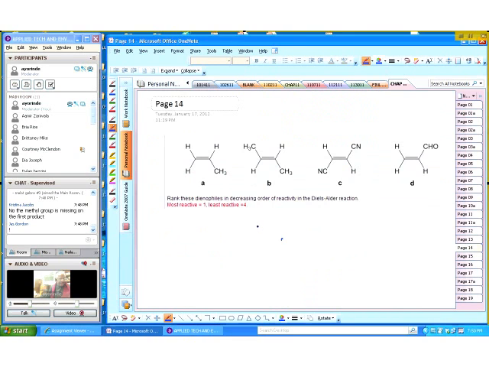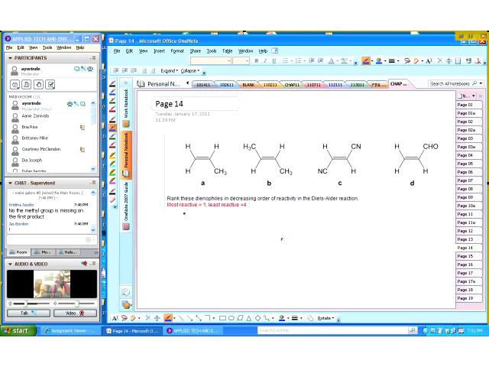Okay, let's do this one here. Okay, let me see. Jessica, I have not heard from you in a while. Go ahead and read this question for us. Rank these dienophiles in decreasing order of reactivity in a Diels-Alder reaction.